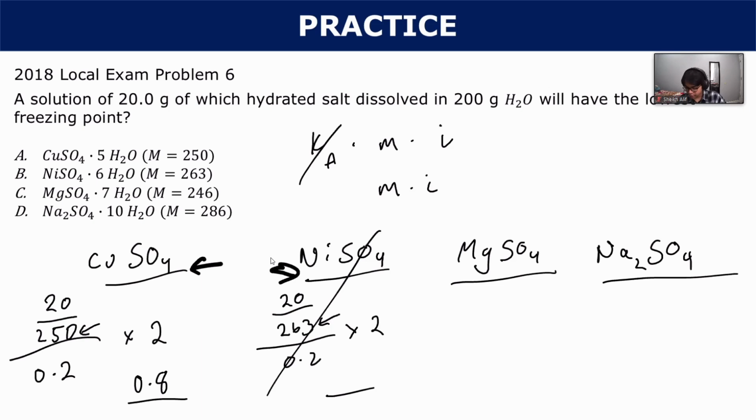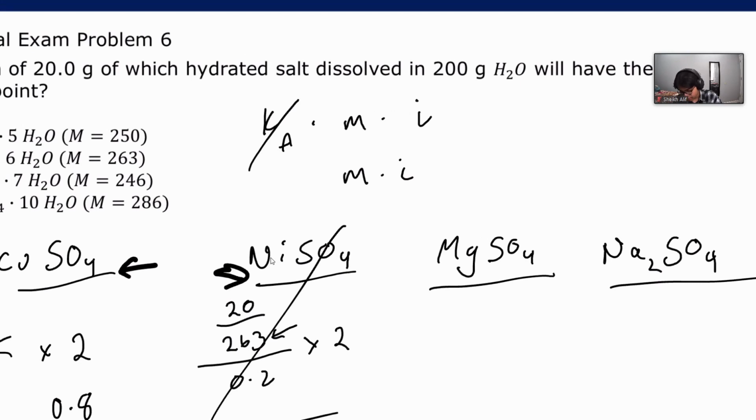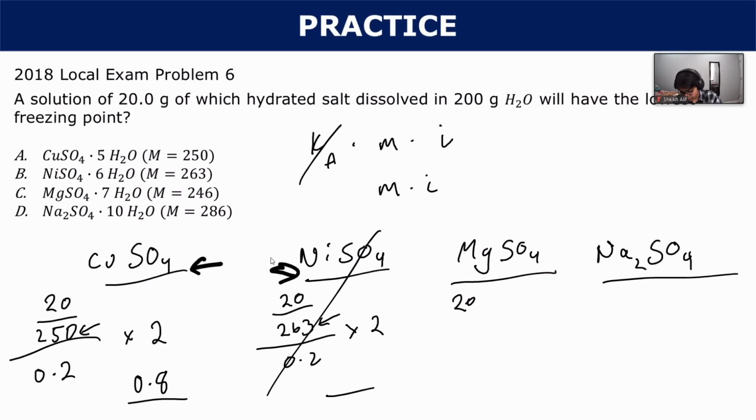All right, let's look at the third one, MgSO4. So its molality is going to equal 20 over 246 over 0.2, and then its i value is going to equal 2 because it's a strong electrolyte. And if we do the math out here, it's going to be about 0.81. So it beats out copper sulfate by just a little.